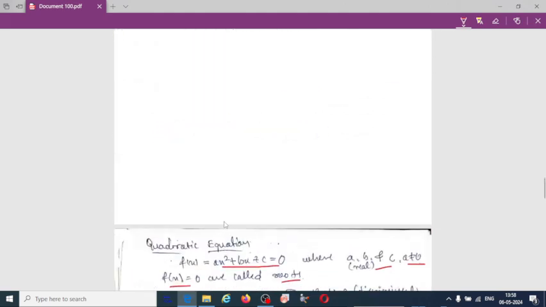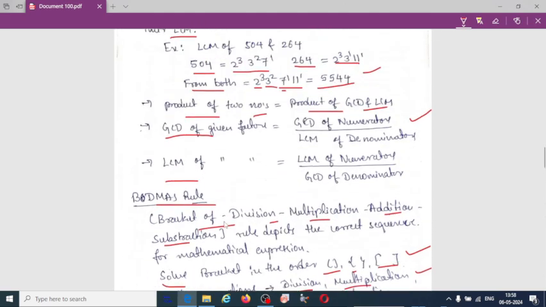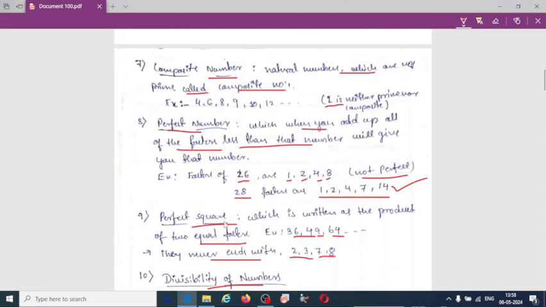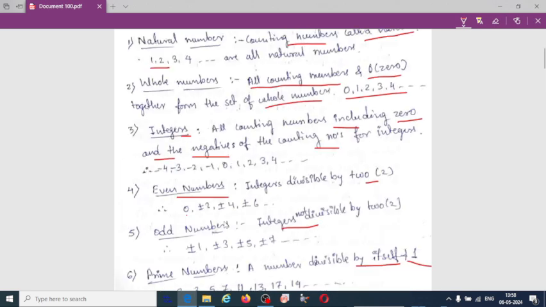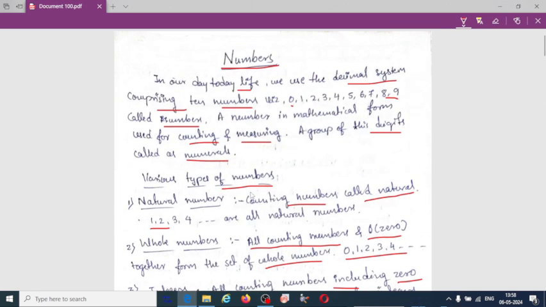So these are all related to numbers. I hope this is helpful for you to solve problems related to numbers. This is the theory you first need to understand, then you can solve. In the next video I am going to solve the problems.